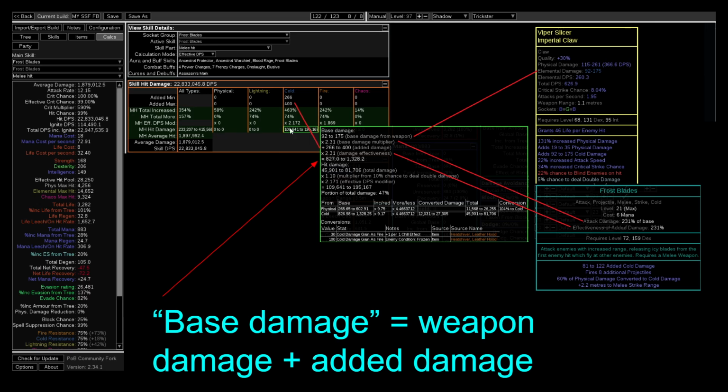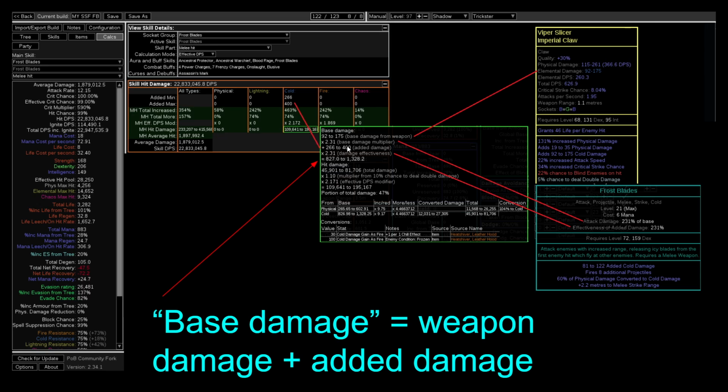Then if you come to this bottom calculation here, you'll see your base damage. Your base damage, okay, is your weapon damage plus your added damage. So if you take your base cold damage from the weapon, which is right here, 92 to 175, you'll see that is the first thing there. That's from the weapon. And then the base damage multiplier, this first number here, 231, that's coming from the skill gem itself. So if you look on Frostblades, it has 231% of base damage on it. That's that number. Then this is the added damage, 266 to 400 that we just went over right here. So that gets added on then.